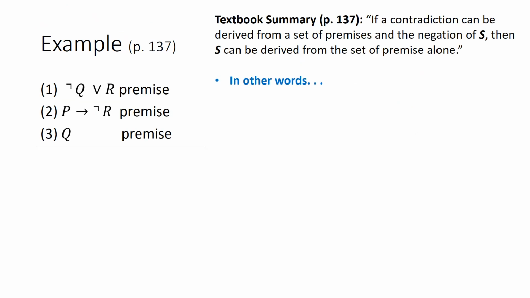Here's a textbook summary from page 137, direct quote. If a contradiction can be derived from a set of premises and the negation of S, then S can be derived from the set of premises alone. That is, if we have a set of premises, we make the assumption that S is not the case and are able to then derive a contradiction validly, it thereby follows that S is true, that S can be derived from the set of premises alone.